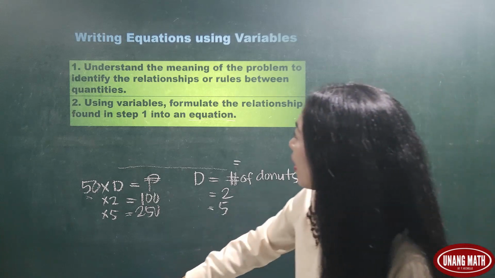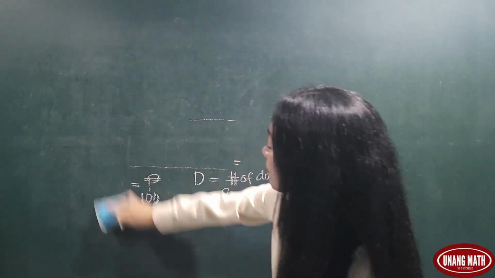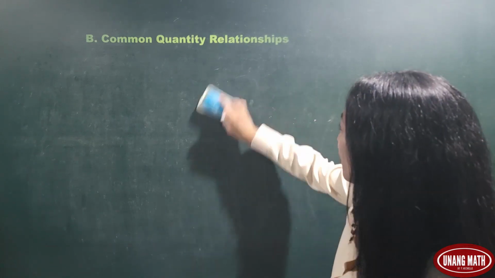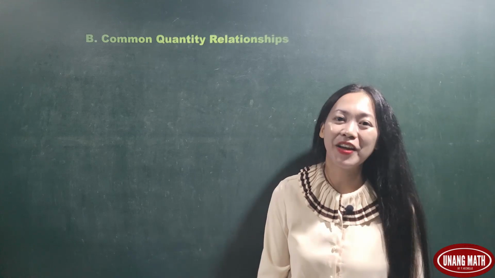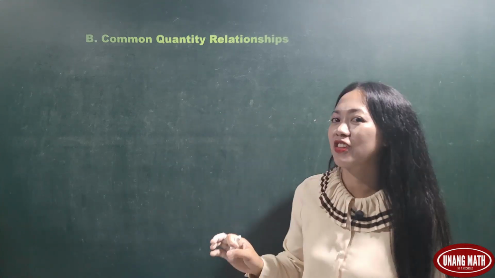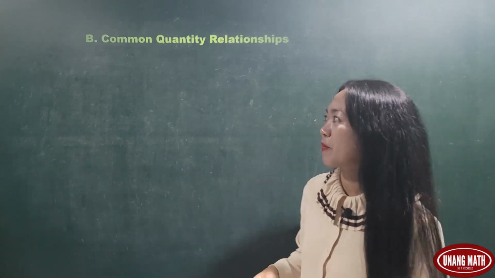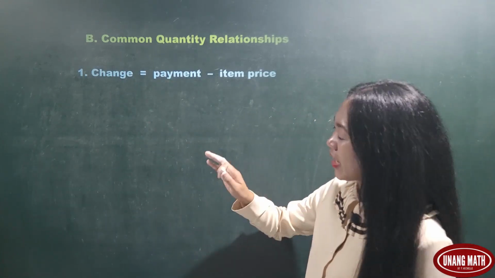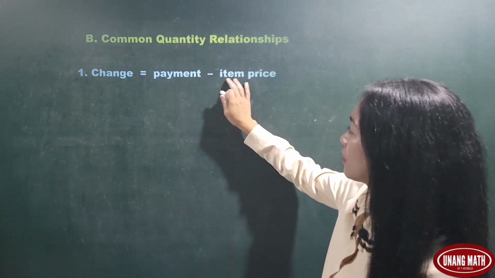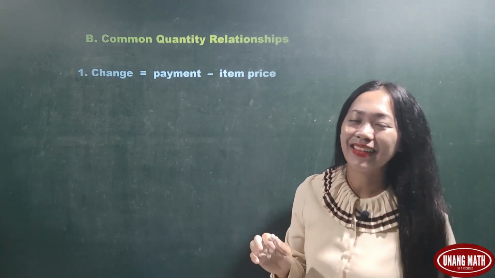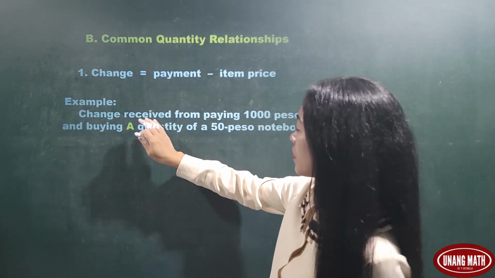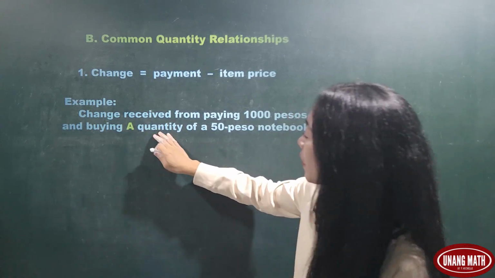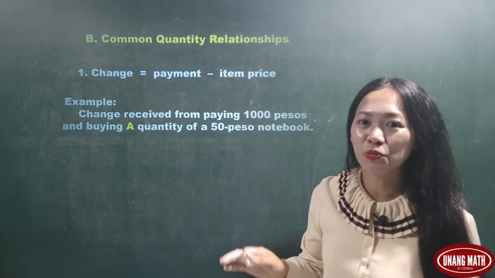Okay, now that you know how to write equations using variables, let's practice by studying these common quantity relationships where we use variables. These are the situations where we commonly use variables. The first situation is when we are expecting change. Change is equal to payment minus the price of the item. Example: change received from paying 1,000 pesos and buying a quantity of 50 peso notebooks.